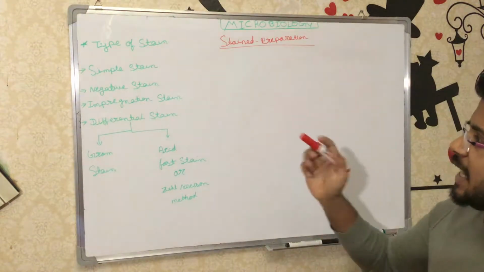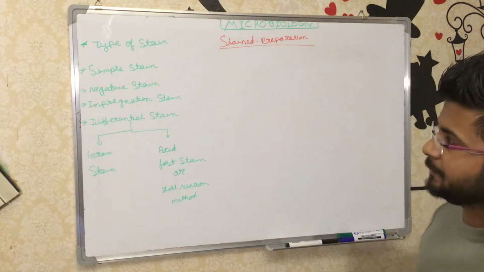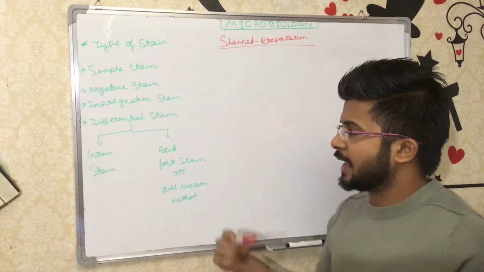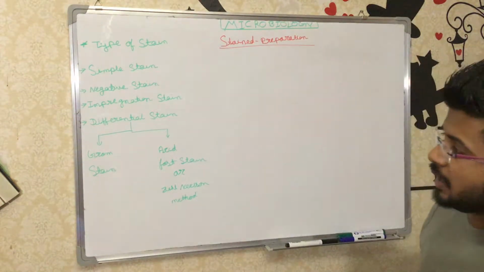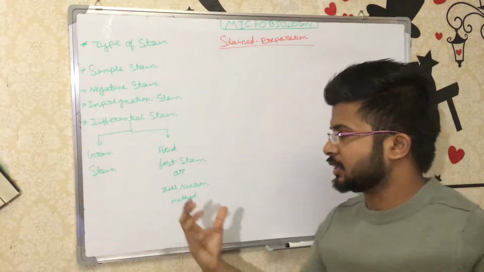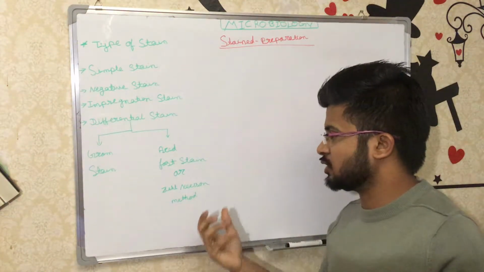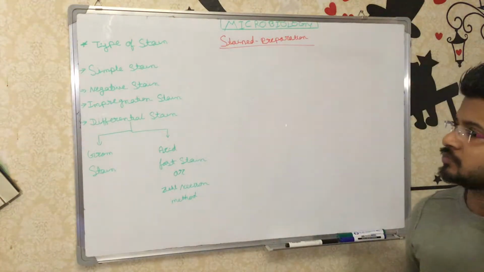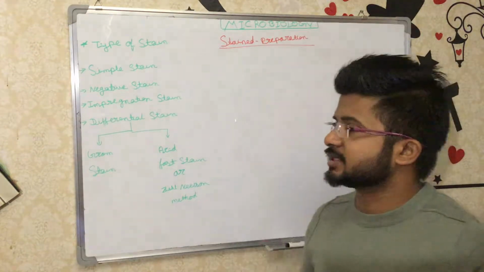So first of all, the types of stain. We have four types of stain. First, the simple stain, negative stain, impregnation stain, and finally differential stain. Differential stain is further divided into two parts: gram stain and acid fast stain, also named the Ziehl-Neelsen stain or Ziehl-Neelsen method. So first, let's talk about the simple stain.